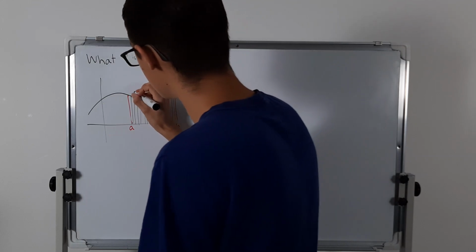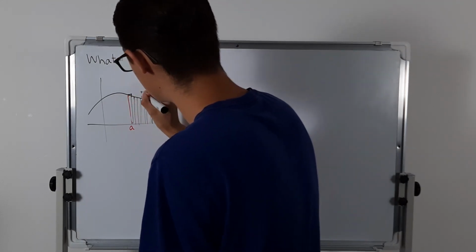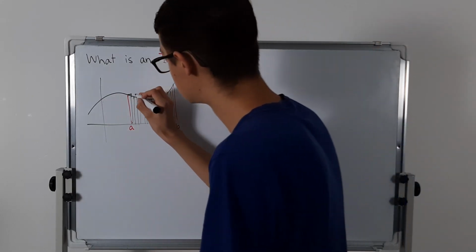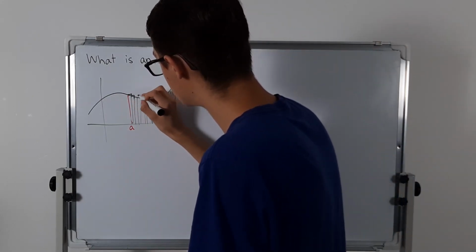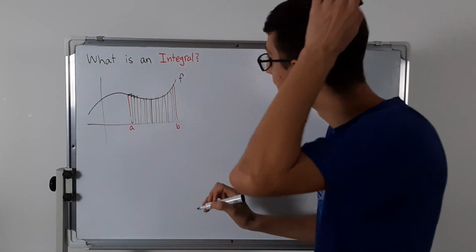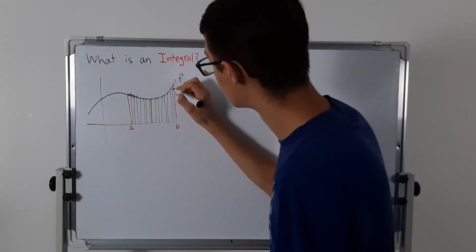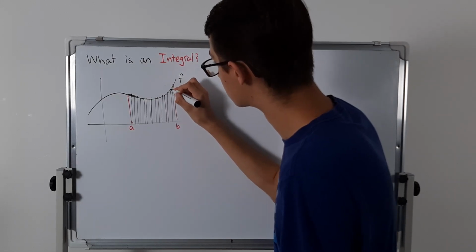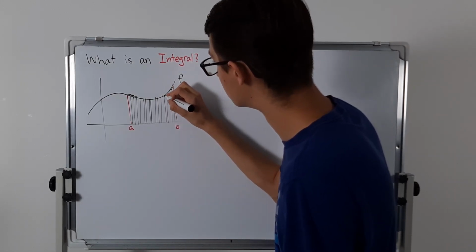So I'll just draw a few. So here we take the left-hand input, and you can see this first rectangle is an over approximation. So is the second rectangle, and the third, and so on. But then if we go to the other side over here, the left-hand approximation goes up to there, and here it goes up to here. So these are under approximations.